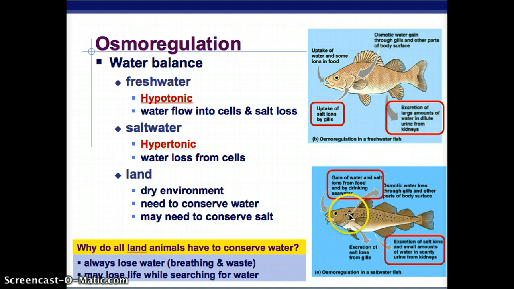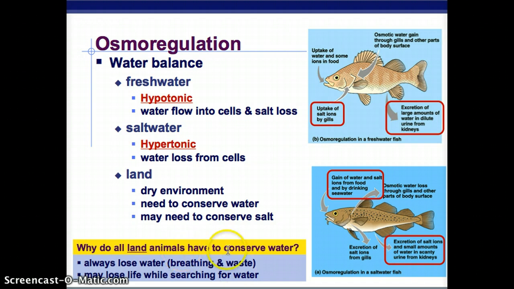Okay, and then this fish in salt water gets water and salt ions from drinking salt water, and loses water through the gills. So this one is gaining water through the gills, and this one is losing it through the gills. And there is excretion of salt ions from the gills. It gets rid of some salt ions, and some more salt ions and water, through the kidneys.